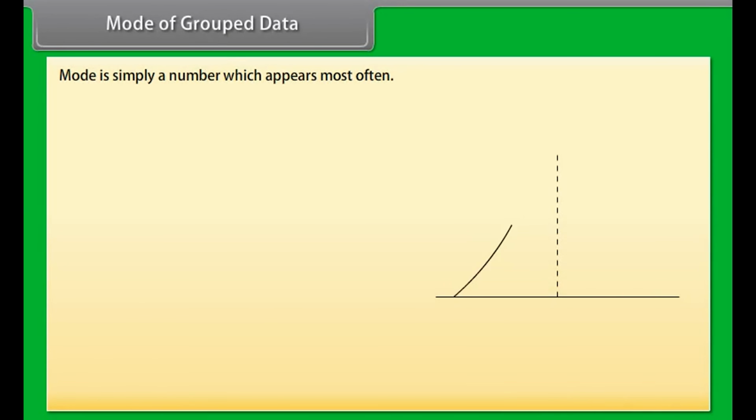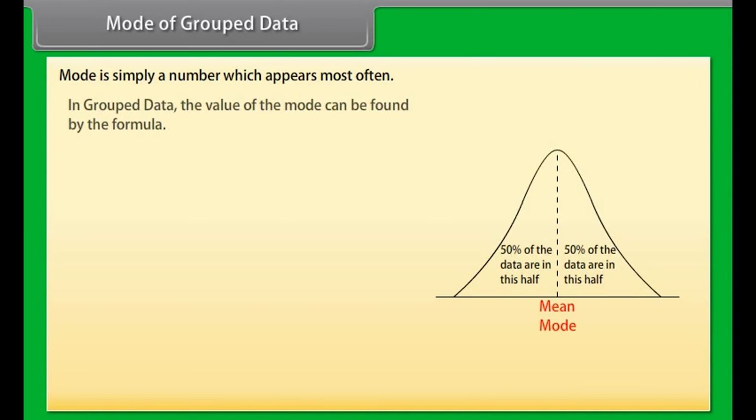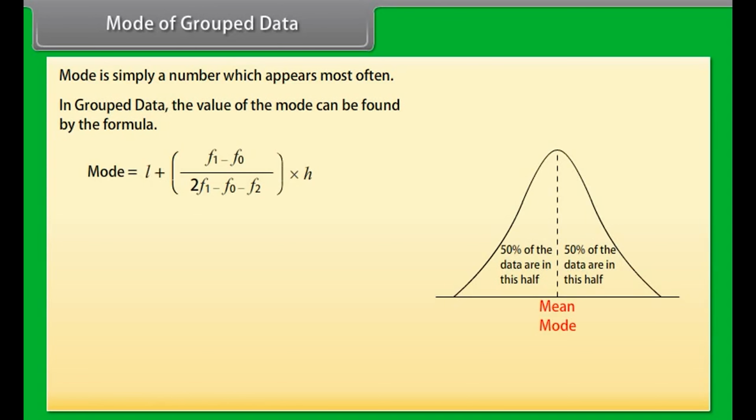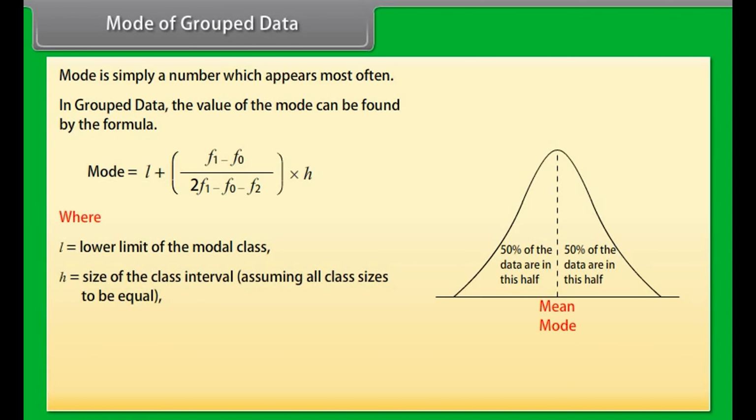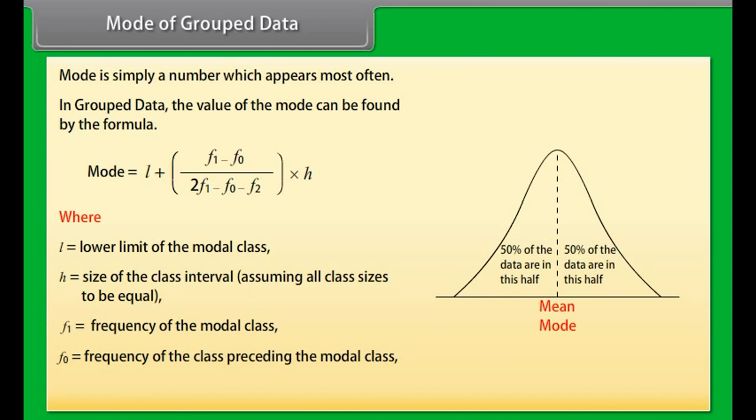Mode of grouped data. Mode is simply a number which appears most often. In grouped data, the value of the mode can be found by the formula as given below. L plus f1 minus f0, divided by 2f1 minus f0 minus f2, multiplied by h, where L is equal to the lower limit of the modal class, h is equal to the size of the class interval, assuming all class sizes to be equal. f1 equals frequency of the modal class. f0 is equal to frequency of the class preceding the modal class. f2 is equal to frequency of the class succeeding the modal class.